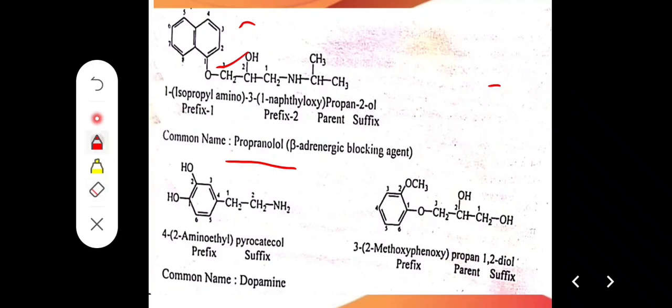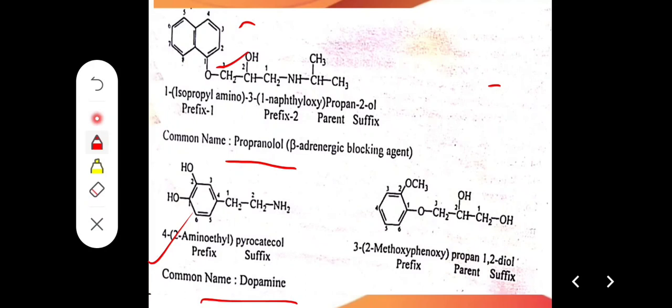Okay. Next one, that is common name dopamine. Common name is dopamine, but we have to consider IUPAC nomenclature. For most of the cases for competitive exams, we may consider some common names, but when any question asks for IUPAC nomenclature, we have to consider IUPAC nomenclature derived from the rules.